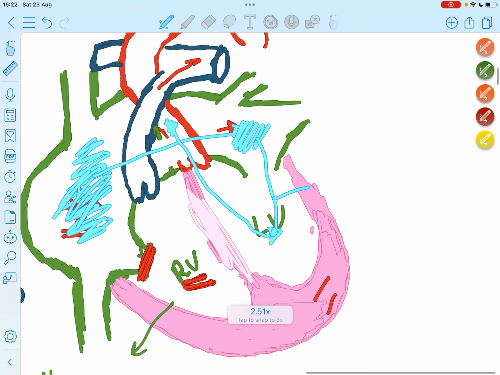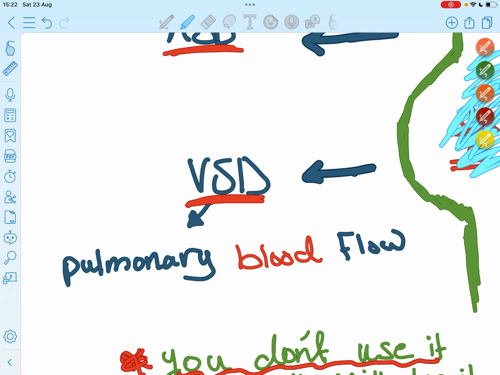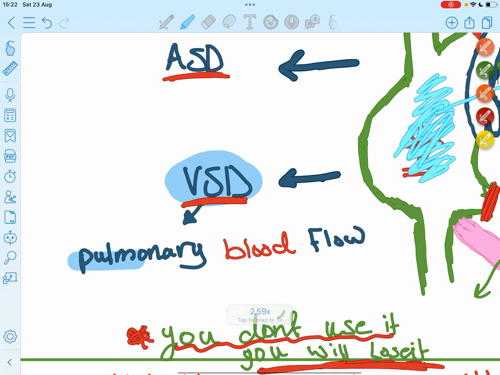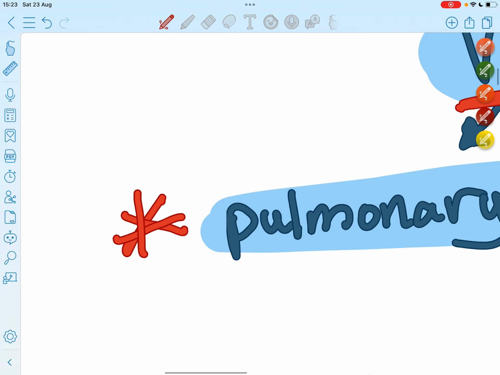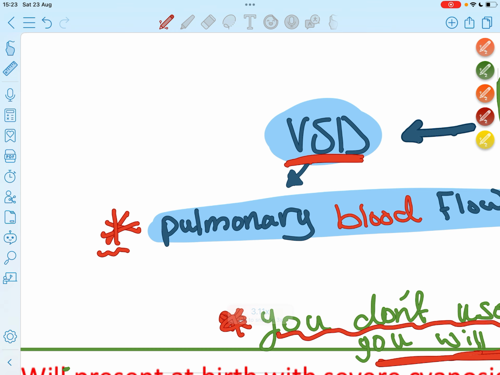But how will it get oxygenated? We should have a ventricular septal defect. The ventricular septal defect promotes pulmonary blood flow, and this is how the baby lives, just for less than a few years. So we have to do a surgical correction.